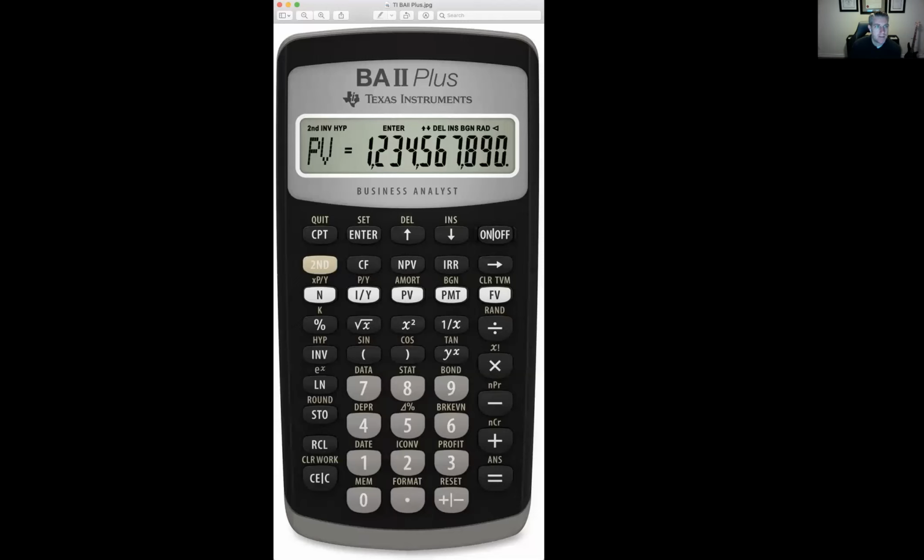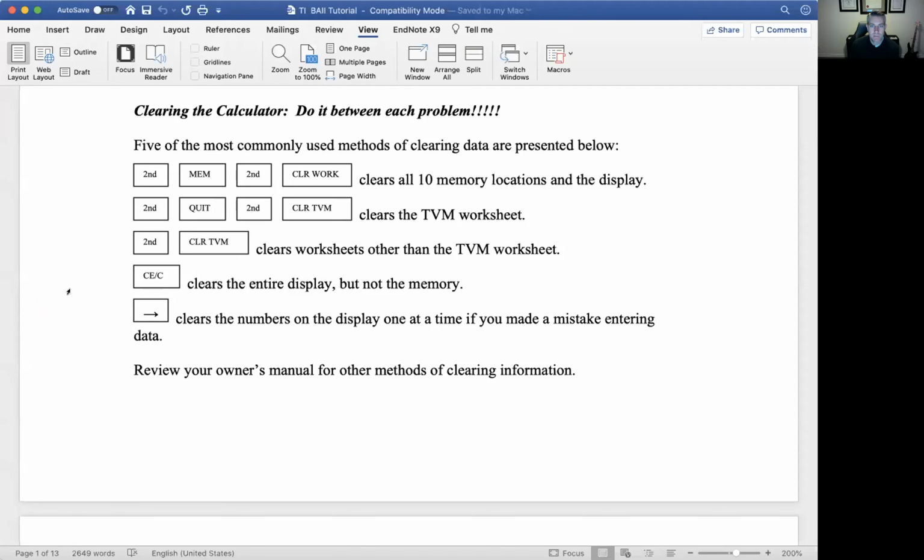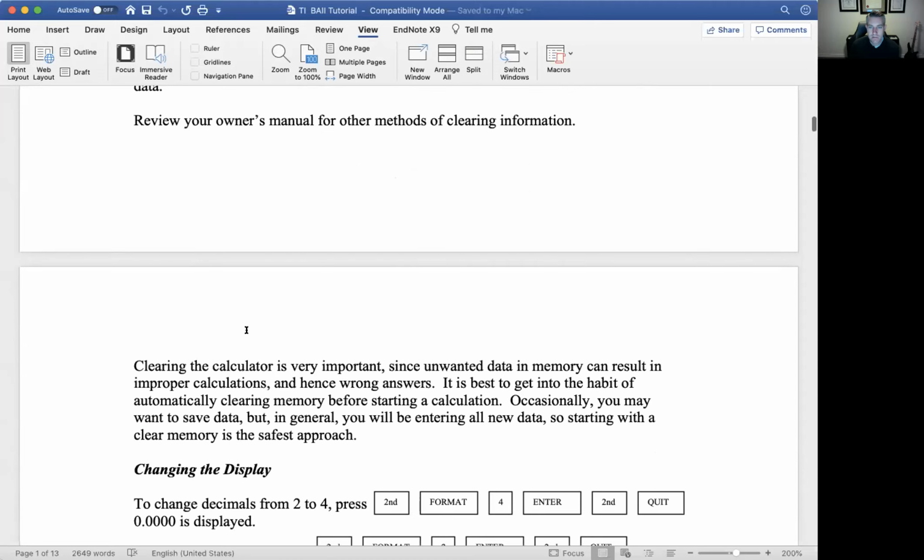So what happens with the calculator is we're going to practice using these white buttons, the N, the I over Y, the PV, the PMT, and the FV. And if we put information into each of these buttons, it'll stay there. It stays in memory. And if we don't clear it in between problems, then we might get the next problem wrong because it might have something in memory that we don't want to have. So I hope that makes sense. So clearing it between every problem is important. Okay, so let's scroll down.